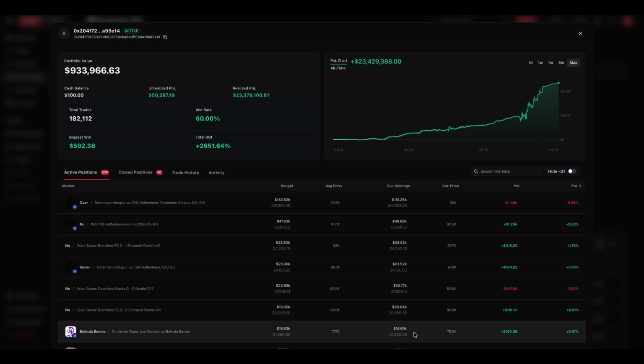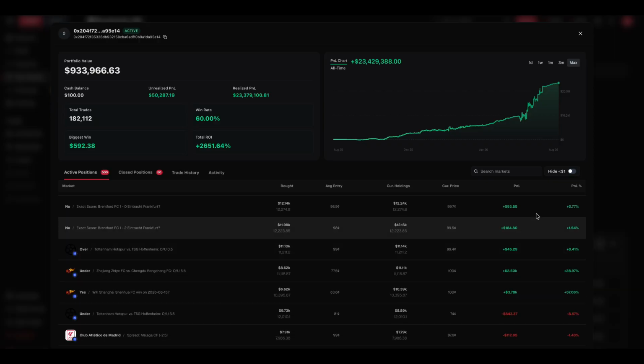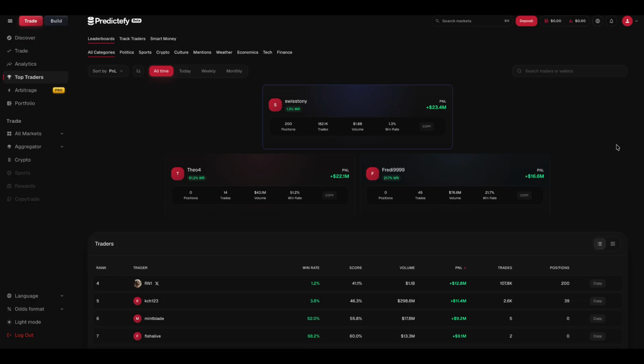SwissTony's results are obviously impressive, but if you're not confident in your ability to predict hundreds of markets, there is always another approach to prediction markets. So instead of trying to be the next SwissTony, you can look for pricing inefficiencies and arbitrage opportunities.